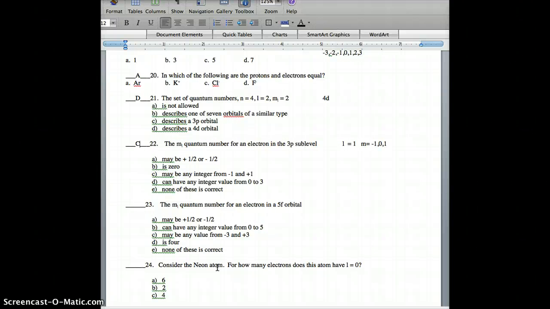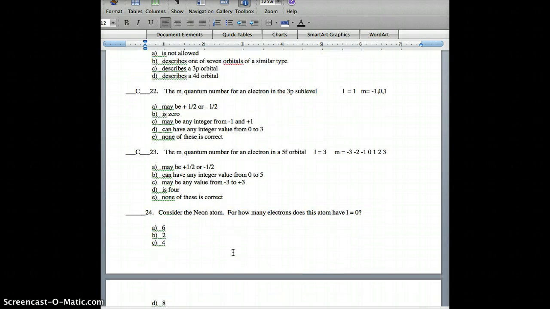Number 23, the m quantum number for the 5f orbital. Okay, if it's a 5f orbital, L equals 3. So m equals negative 3, negative 2, negative 1, 0, 1, 2, 3. That'd be 7 values. So now let's go back here. m can't be positive or negative 1/2. It can't be from 0 to 5 based on what we did up here. Those are actually potential L values. But it could be any value from negative 3 to positive 3. So the best answer would be C. I didn't say that correctly on the test. It should be any value from negative 3 to positive 3.